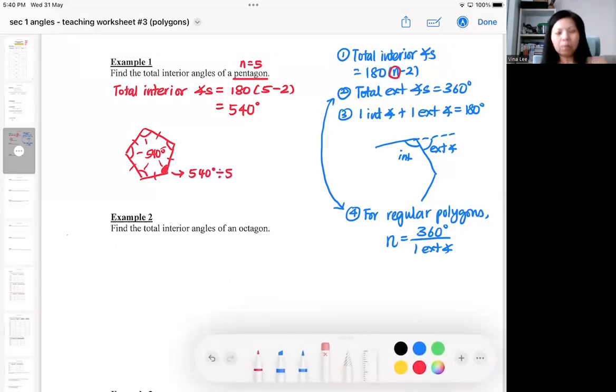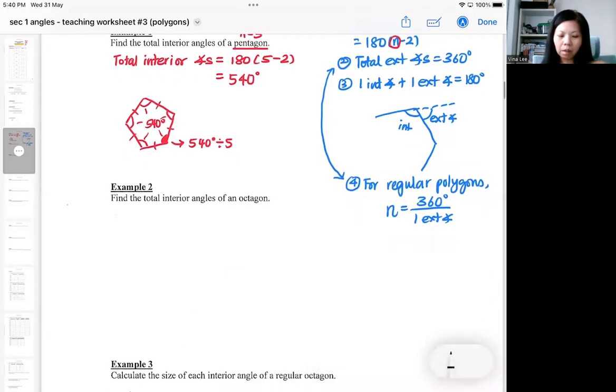When you do something, you must have an idea. So when you get 540, what does that mean? It means all the 5 angles will be adding up to 540. In a regular one, each of them will be 540 divided by 5. If it's not regular, it doesn't matter. You won't know the individual ones, but they do add up to 540. That's what you're supposed to know.